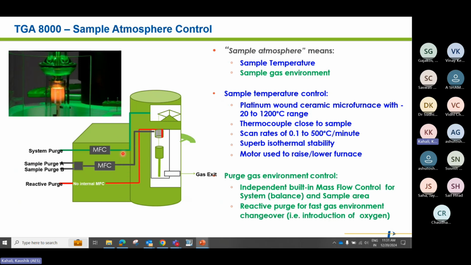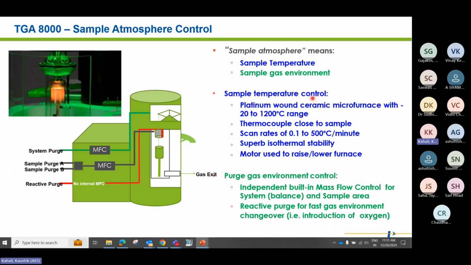And this is the internal design of this instrument. So how does it work? This is the system part which goes to the balance unit, so that any corrosive gases coming from the sample cannot affect the balance chamber. And there we have two sample ports, A and B, which are controlled by the MFC, going to the furnace directly. So here you can connect different gases as per your requirement, like nitrogen, oxygen, helium. And this is the reactive port, not an internal MFC. This is the additional port we have given for any specific application of reactive gas.